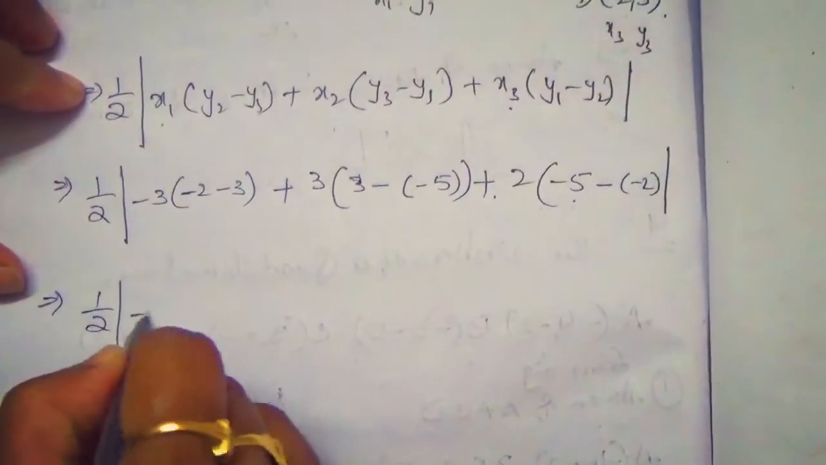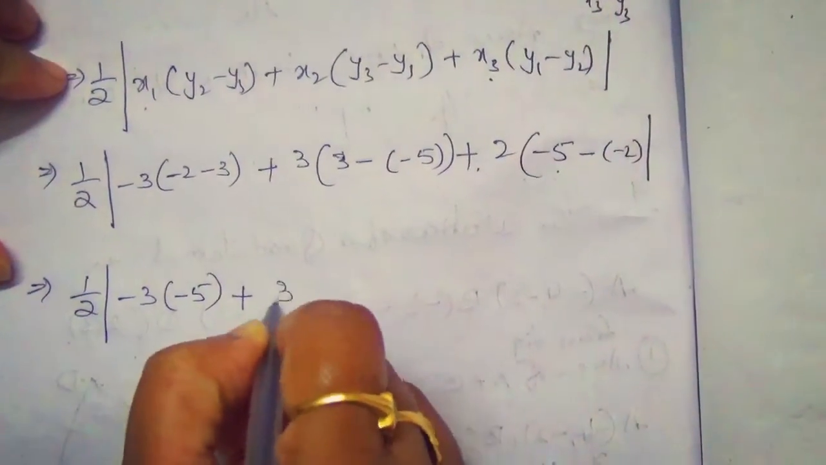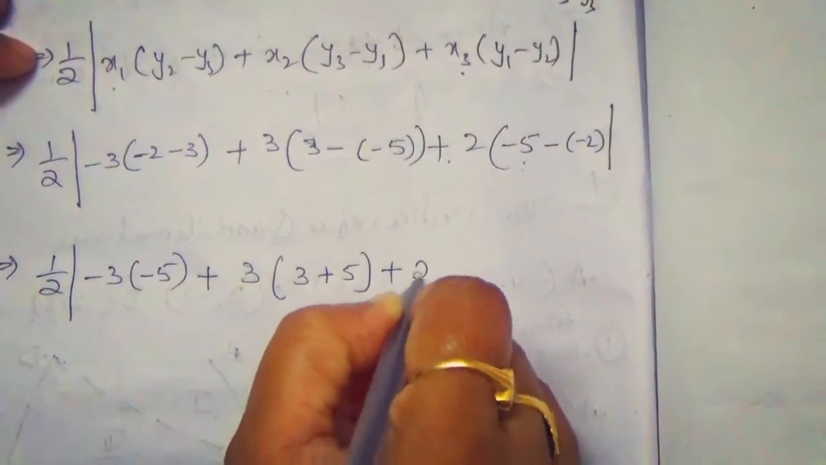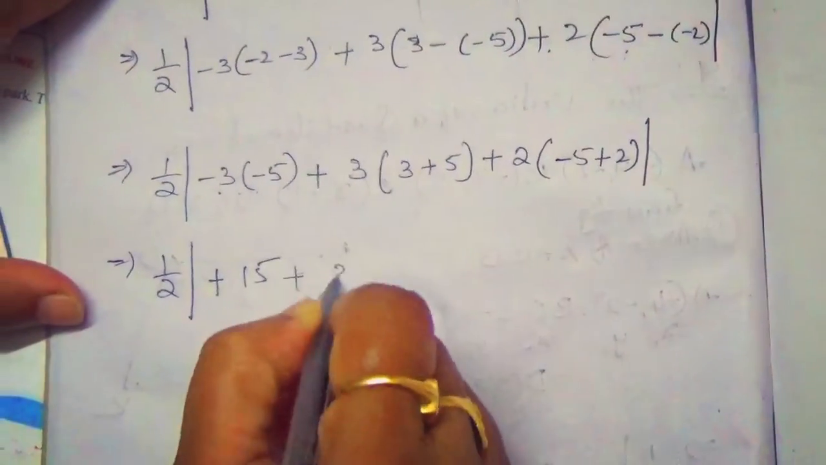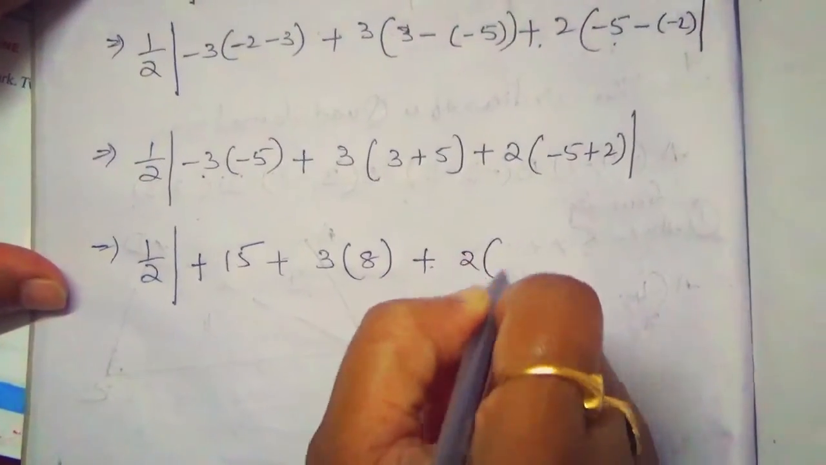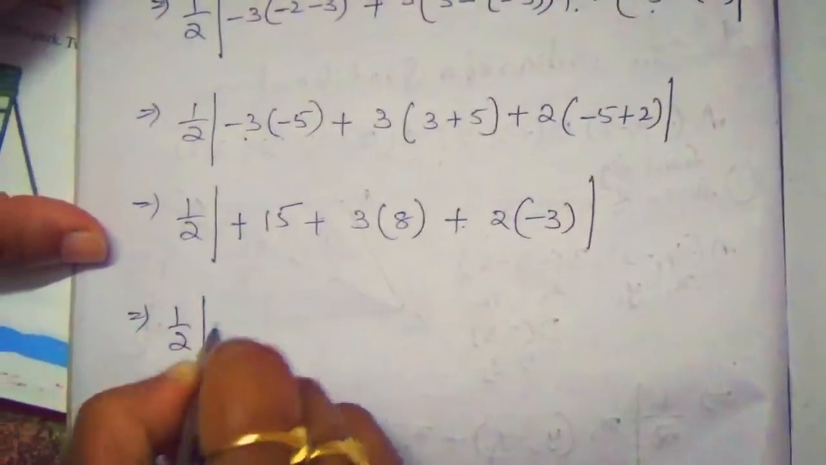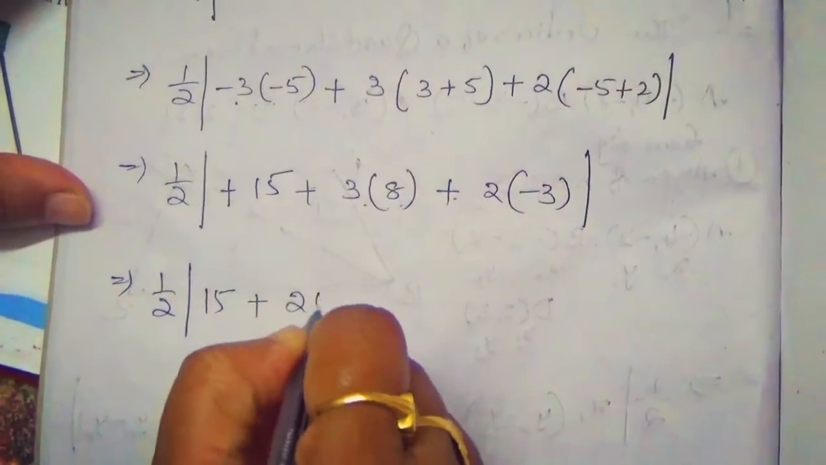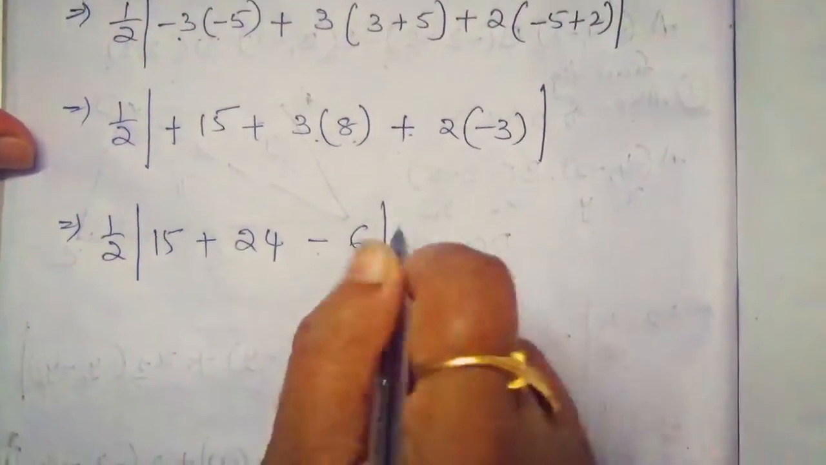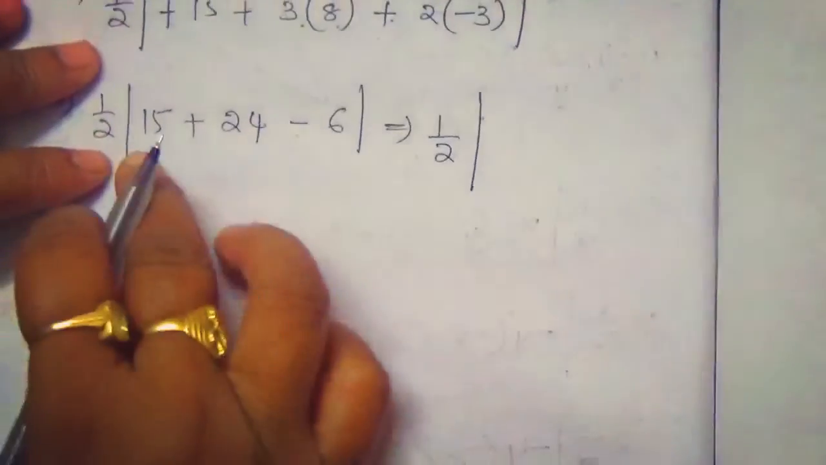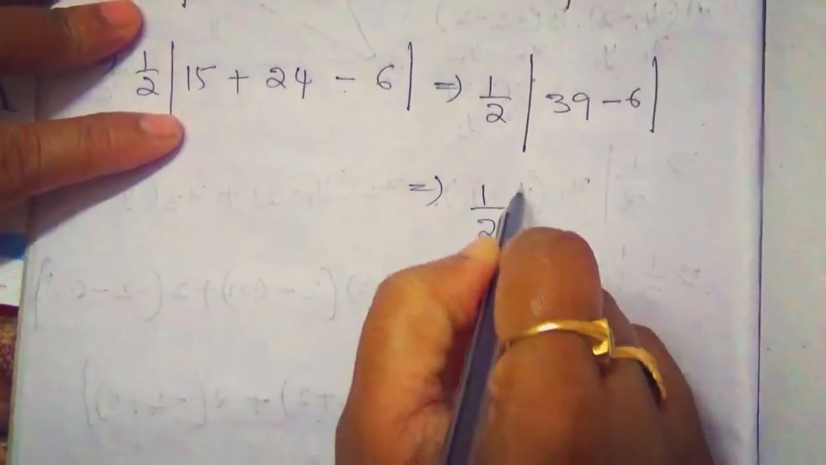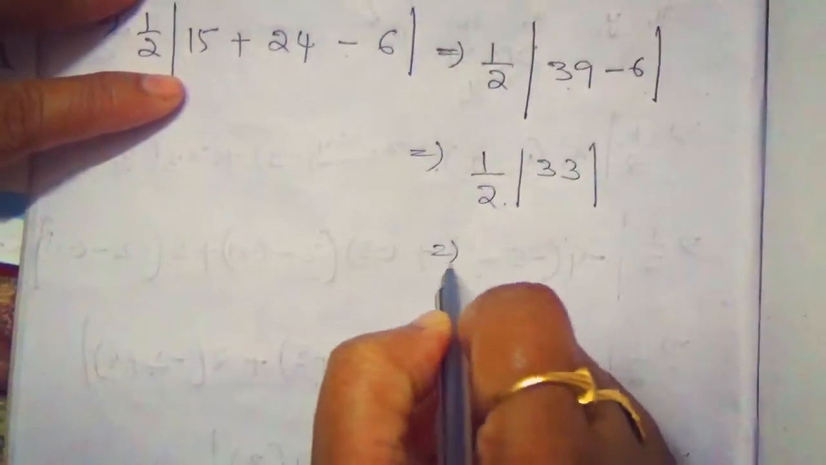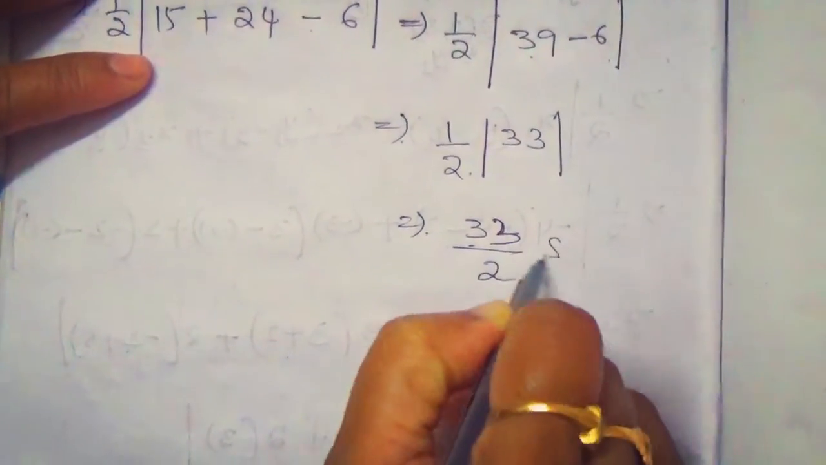That implies half modulus of (-3)(-5) plus 3(3 plus 5) plus 2(-5 plus 2). That implies half modulus of 15 plus 3(8) plus 2(-3). That implies half modulus of 15 plus 24 plus (-6). That implies half modulus of, when you add these two, 39 minus 6. When you subtract this, 33. That is equal to 33 by 2 square units.